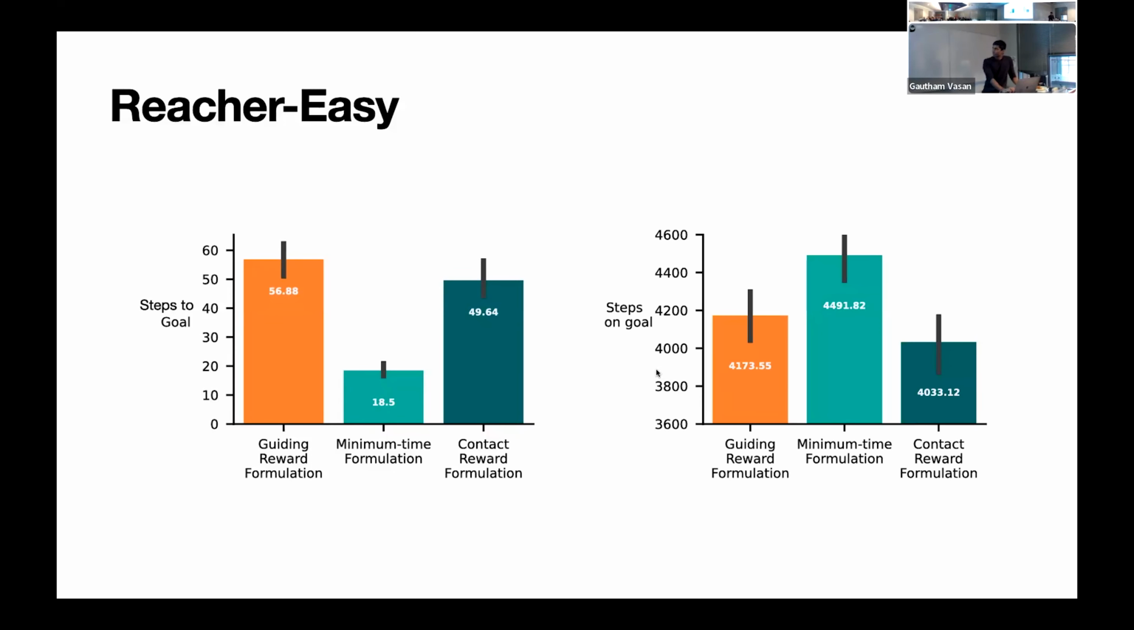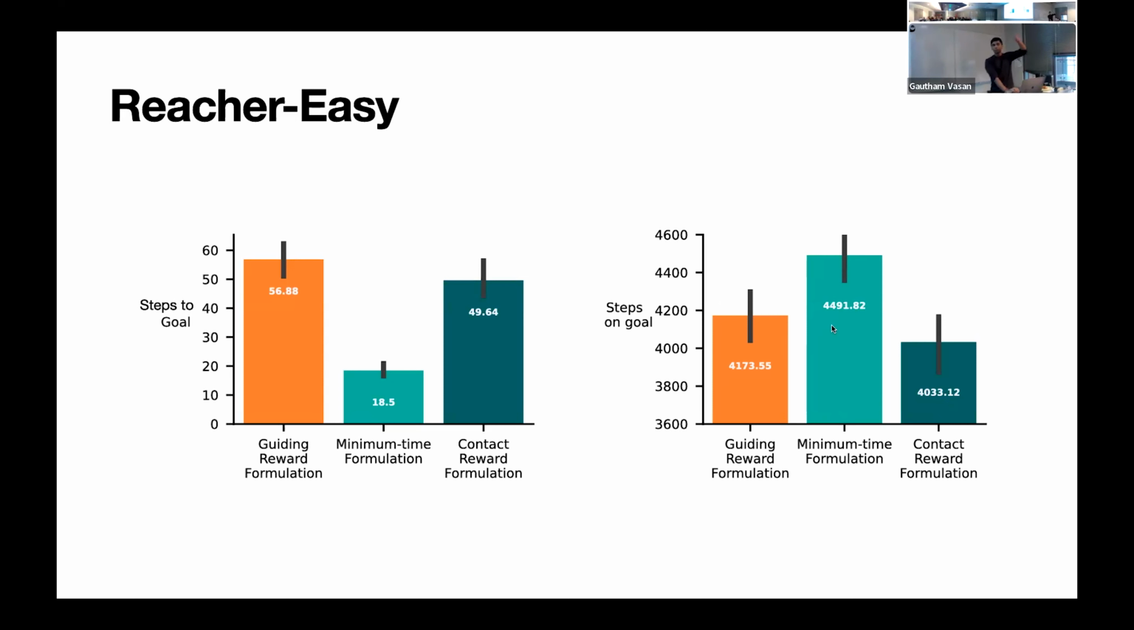And the second plot is the steps on the goal, so once you reach the goal, how long do you actually stay there? In this case, the higher the number, the better. So you have the minimum time: once it reaches the goal, it stays there for longer. The best possible return value you can get here is 5,000. The guiding reward gets about 4,173. This is close to 4,500, and this is close to about 4,000. So the guiding reward is the second best here, but it's still significantly worse compared to the minimum time formulation.